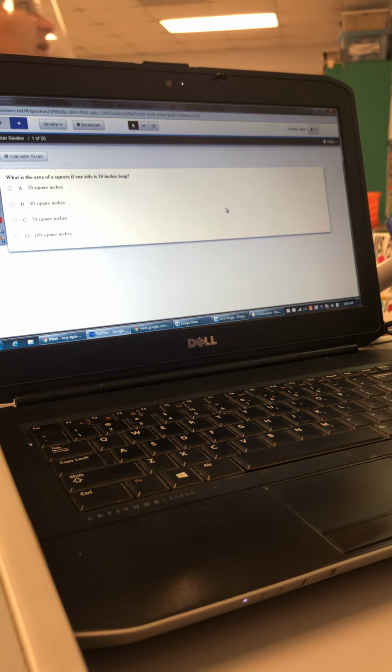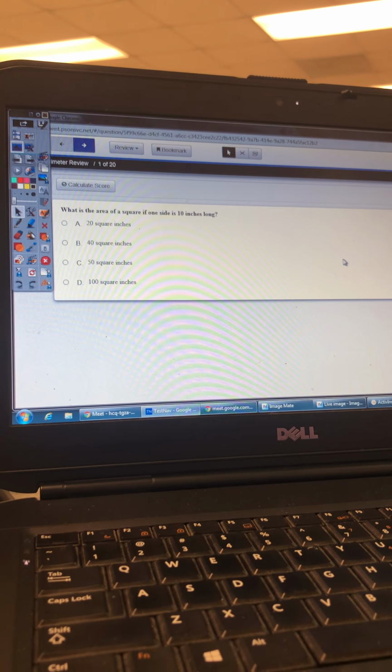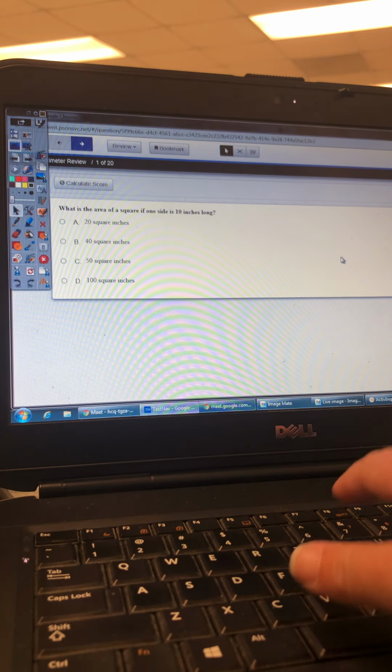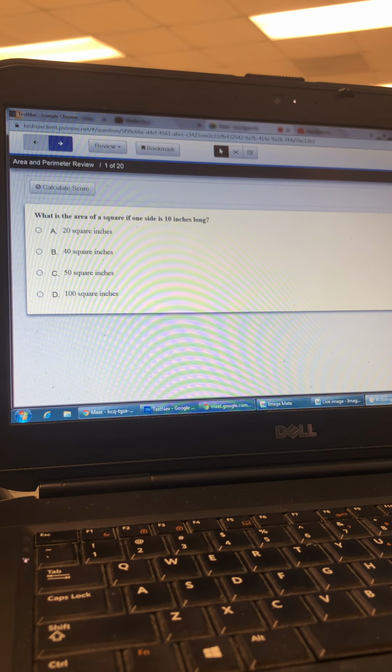What is the area of a square if one side is 10 inches long? Do it on your paper. Do not say it out loud. Just do it on your paper. Do it on your paper. Don't say it out loud. Just do it on your paper, please. We can't say our answer yet. We're not saying our answer yet.